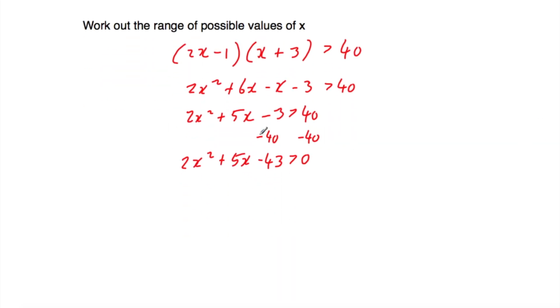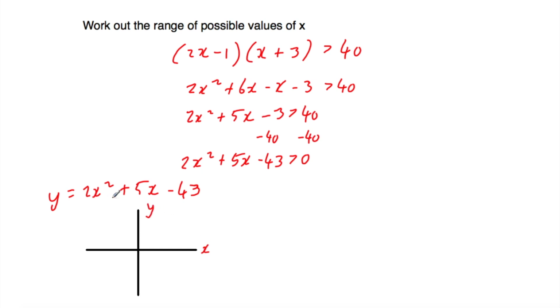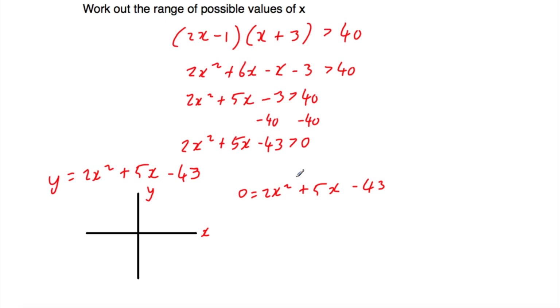Okay, so we now want to solve this quadratic inequality. What we're going to do is sketch the graph of y equals 2x squared plus 5x minus 43. We'll draw our x-axis and y-axis and label them x and y. We want to find where this quadratic crosses the x-axis, so we're going to let y equal 0. So 0 equals 2x squared plus 5x minus 43. Now this question is a calculator question, because we're going to be using the quadratic formula here to solve this quadratic. So let's let a equal 2, b equal 5, and c equal minus 43.